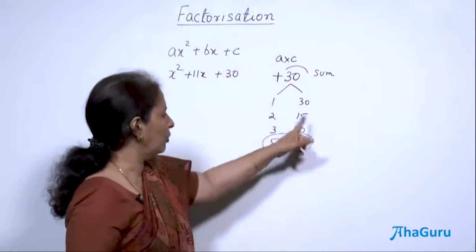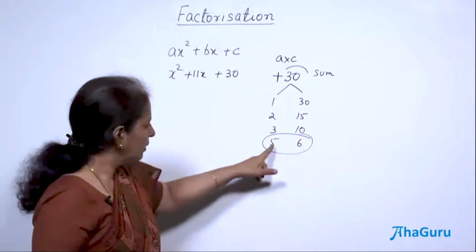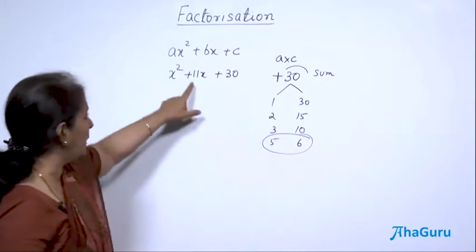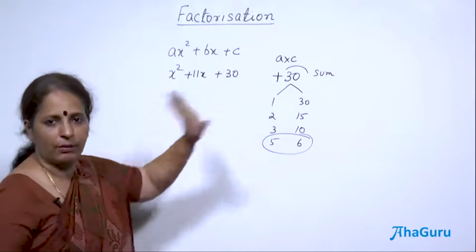1 into 30, 2 into 15, 3 into 10 and 5 into 6. The sum of these 2 should be the middle number. Yes, 5 plus 6 is 11. So I need not worry.